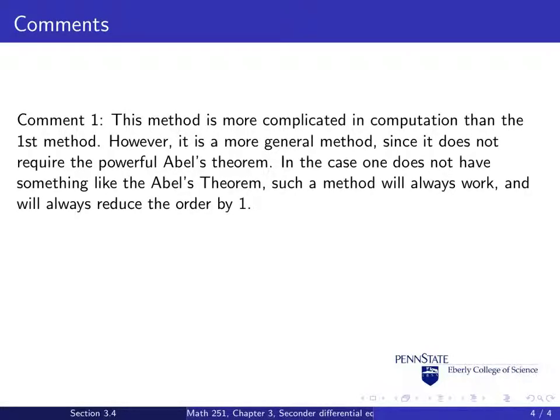Okay, some comments on this method. It's a more complicated method in computation than our fast method number 3. However, notice that this is a more general method. You have to agree, it's more general because it does not require the Abel theorem, right? Abel theorem is very powerful. In case you don't have Abel theorem, by this method, you can always carry out and reduce the order of the equation by 1 and figure out the second solution. Okay. So let's make some connection here.